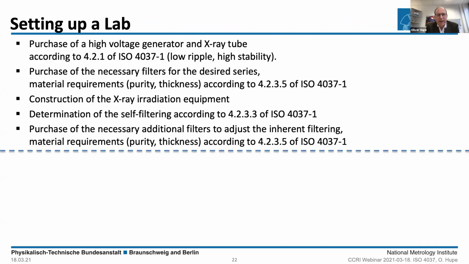How to set up a lab? So it's quite easy. First of all, you have to purchase a high voltage generator and X-ray tube with the requirements mentioned in the ISO. You have to buy the filters with the material, impurity, thickness, also mentioned in the ISO. Construction of the equipment, determination of the inherent filtration, and you have to purchase the additional filters to adjust the inherent filtering.